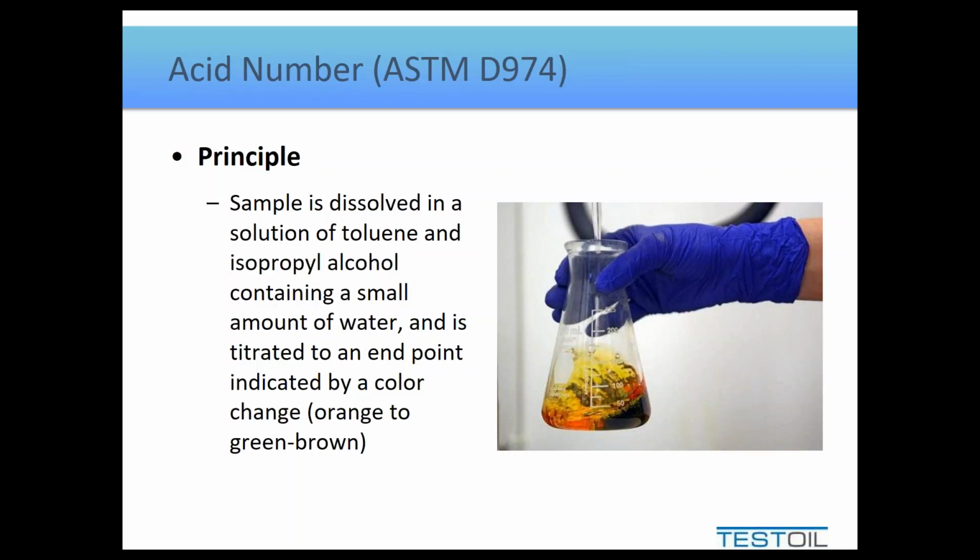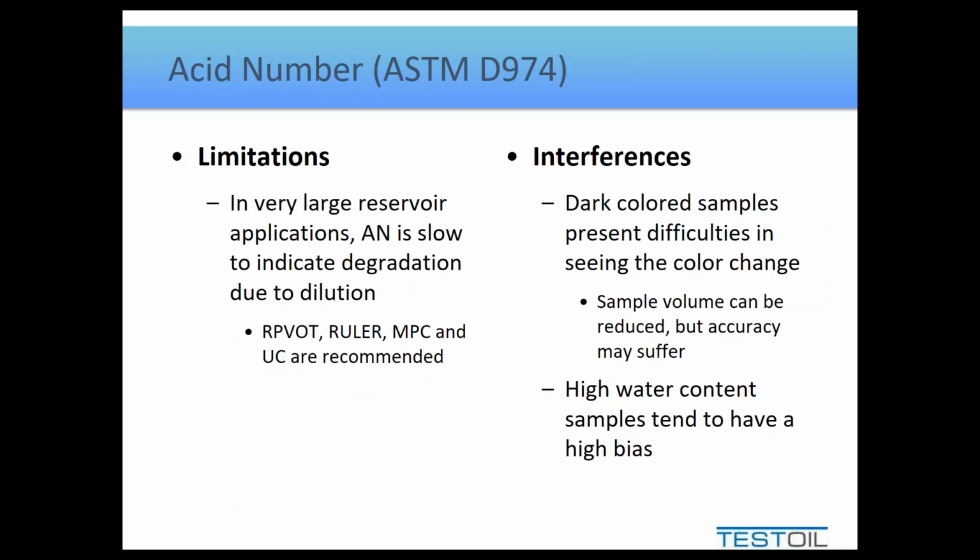So the color change, as you see in the picture, is when the sample turns from a bright orange to a dark greenish brown color. That's how we know if we've neutralized all the acids in the sample. So the idea behind this test is we measure how much base it takes to neutralize the acids, and by measuring how much base it takes and the concentration of the base is known, we know how much acids are present.